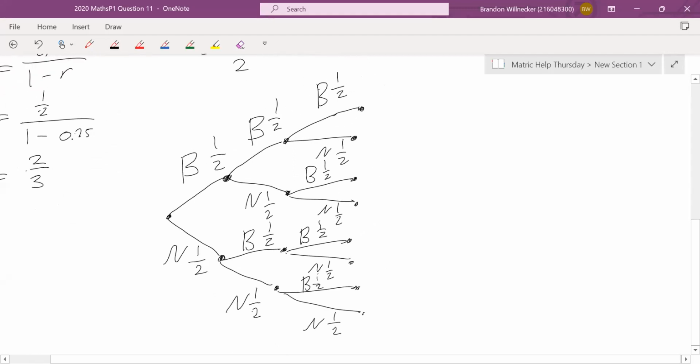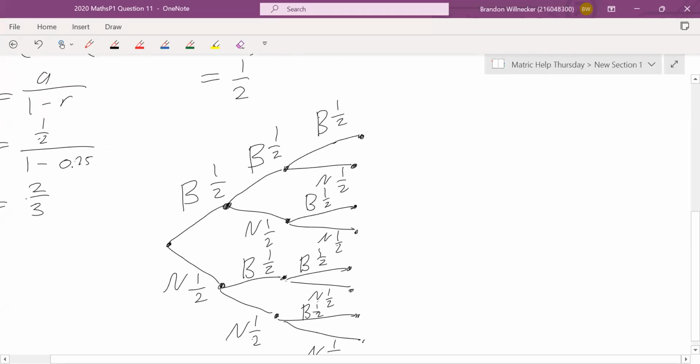Now, what do all of these represent? So we start at the beginning and we walk down this tree structure here and look at the letters. So if we look at the top, the topmost path, we have bullseye, bullseye, bullseye. So that's bullseye, 3 in a row. The next one will be 2 bullseye and not a bullseye.